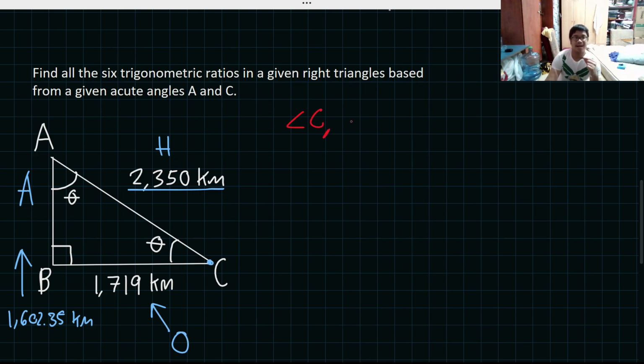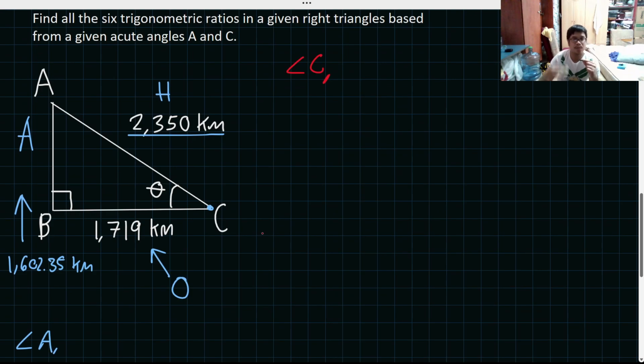Now, if it's angle C, then you imagine that there's no angle A existing. The only thing existing is a given acute angle at C, which is angle C in other words. If that's the case, then what would be the sides of your right triangle here? Like which one is the hypotenuse, opposite, and so on.